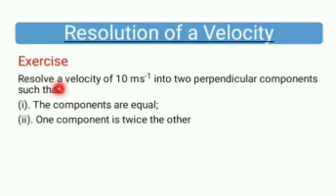Resolve 10 meters per second into two perpendicular components such that the components are equal. Then the second one: one component is twice the other. One component is twice the other. So what you need to do here is just draw the diagram. Have one along the y-axis like this, the second one along the x-axis. Then the velocity you use to have in the middle here has been given.